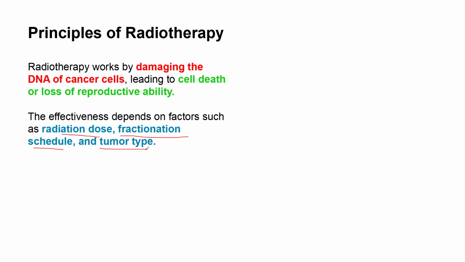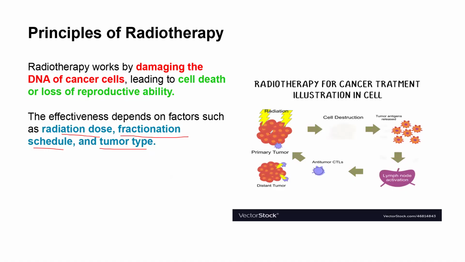So these are some of the factors that are trying to indicate the effectiveness of radiotherapy. So as you can see, this is actually a cancer cell. And from here, this is the radiation, where the cancer cell is exposed to the radiation. And then, of course, as you can see, there is actually a cell destruction. So the cell will be destroyed. So that is what actually happens in the case of radiation therapy.